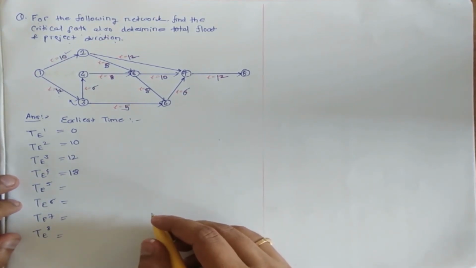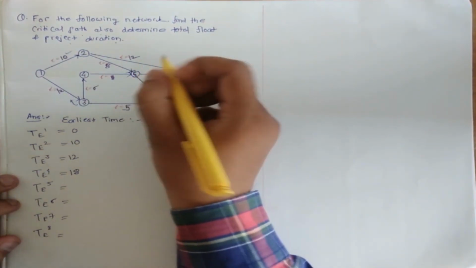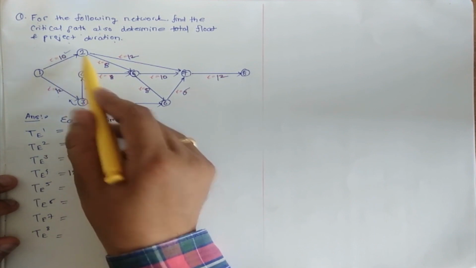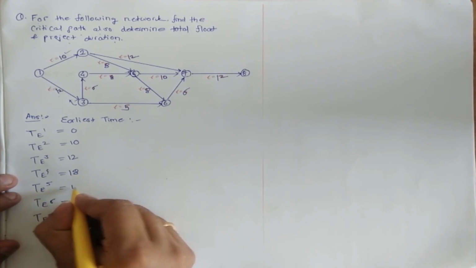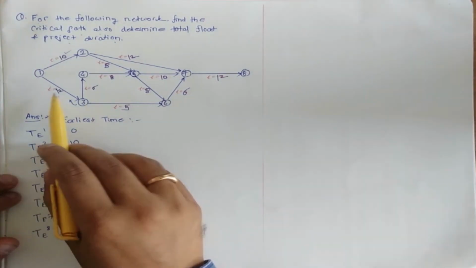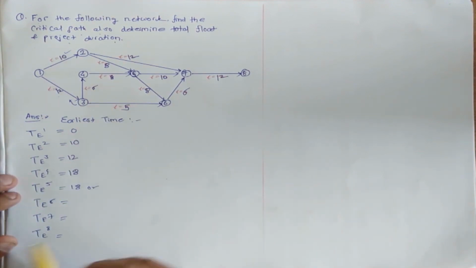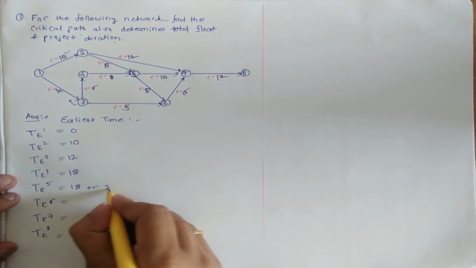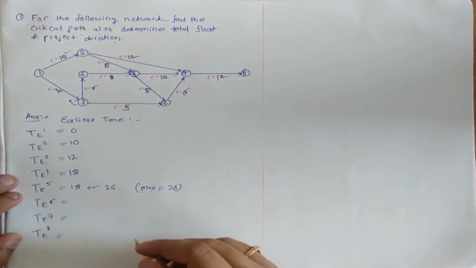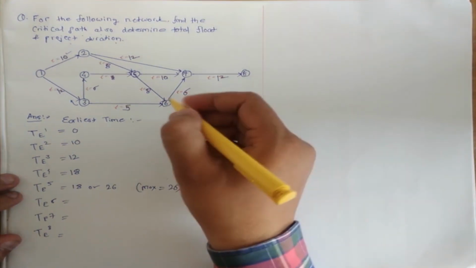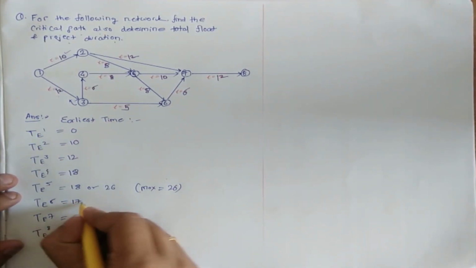Okay. Now event 5. There are 2 ways to reach this. So for event 5, that is 10 plus 8, 18, or 12 plus 6 plus 8, it is 26. So we'll choose the maximum value, 26. Similarly for the 6th event, 12 plus 5, it is 17.